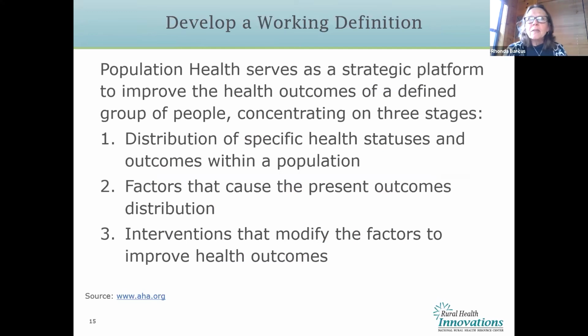So as you're thinking about how you're going to engage folks, the other thing I encourage you to think about is developing a working definition for population health. Here, from the AHA: population health serves as a strategic platform to improve the health outcomes of a defined group of people, concentrating on three stages, and then it lists them. What I encourage you to do is take the definitions, but make them your own so that they resonate with folks.